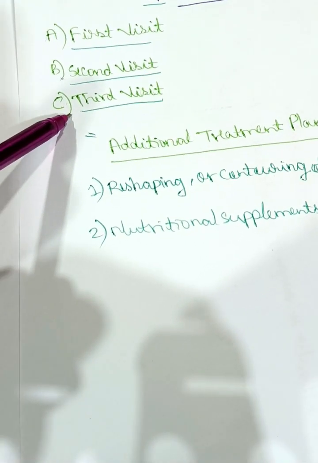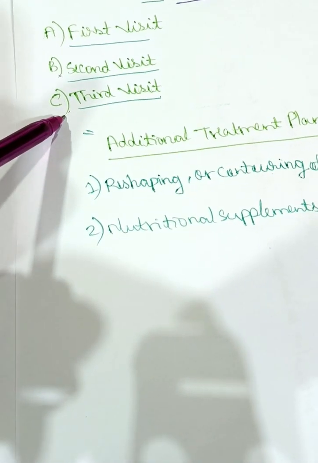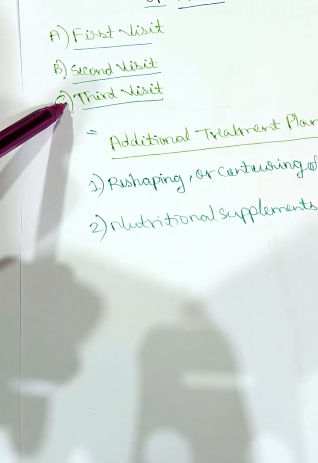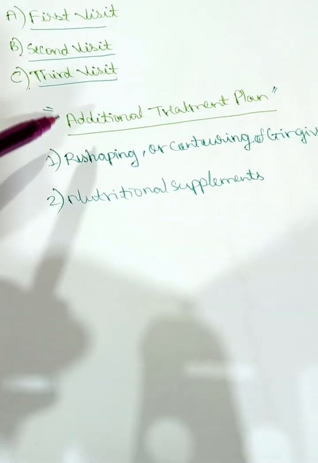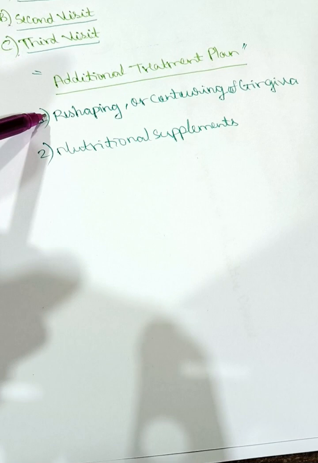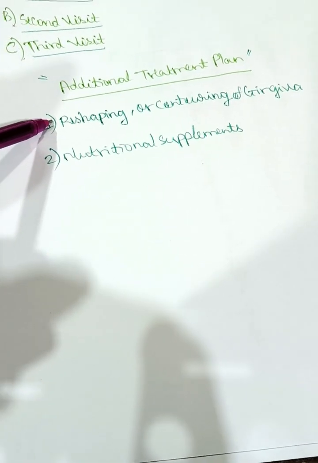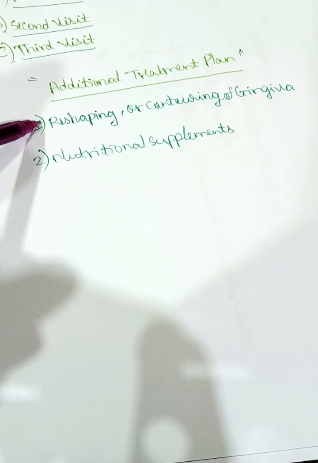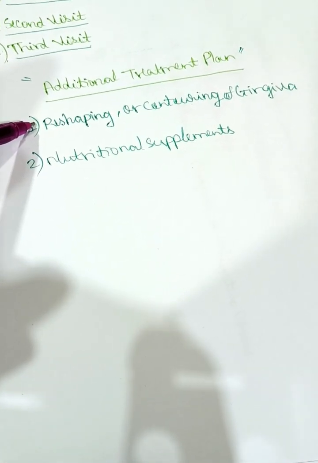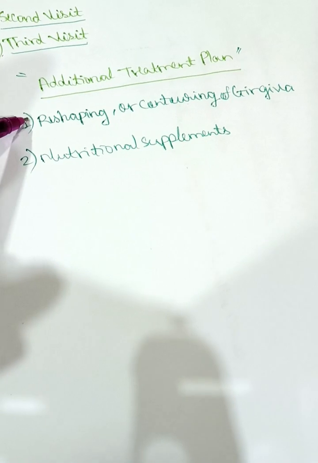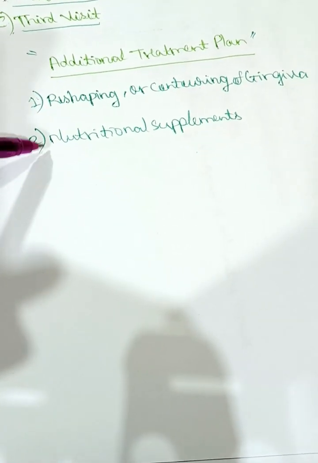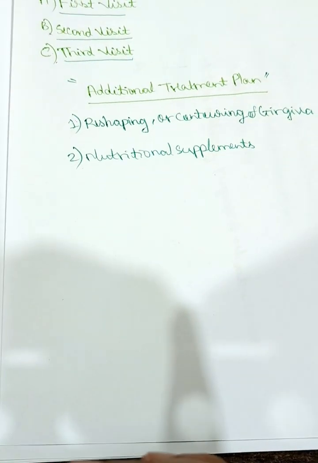After 1 month, the patient is called for maintenance therapy to re-evaluate the gingival conditions, the plaque, the calculus and the periodontal tissue. Some additional treatment is also there, which involves first the reshaping or contouring of the gingiva, a surgical procedure done by periodontal plastic surgery, in which we reshape the margins of the gingiva to create normal physiological gingival contours. Next, nutritional supplements like vitamin B and vitamin C can be given.